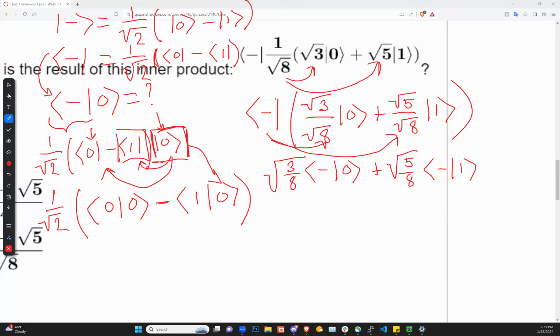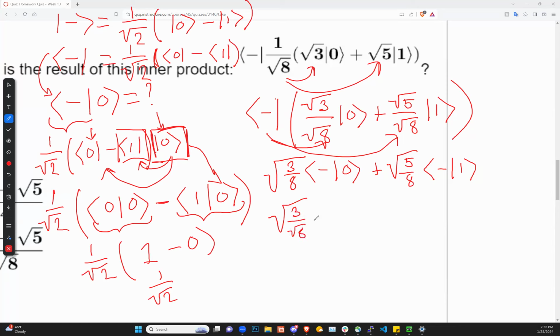Okay, so once we did this, we now have some inner products that we know how to evaluate. So we have 1 over the square root of 2. The inner product of 0 and 0 is 1, minus the inner product of 1 and 0 is 0. So minus 0. So our final answer is 1 over the square root of 2. This is our long way of saying that the inner product of the minus state and the 0 state is 1 over the square root of 2.